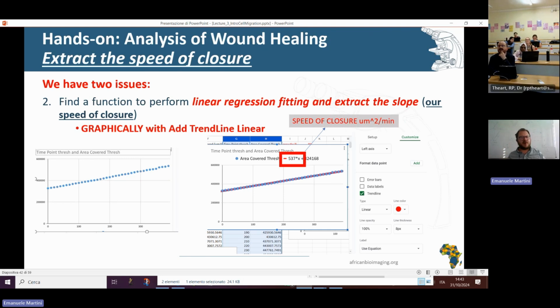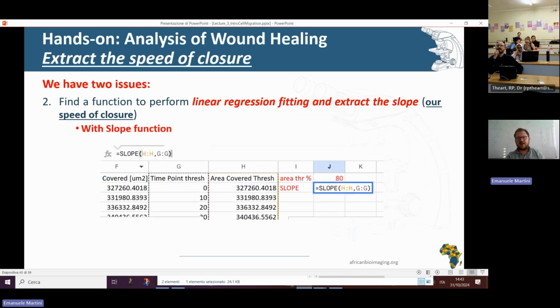If our purpose was to find how much area in micrometers square the cells were moving, this is really the speed of closure. So each minute they will fill 537 more or less micrometers square. Okay, so this is the real speed of this experiment.